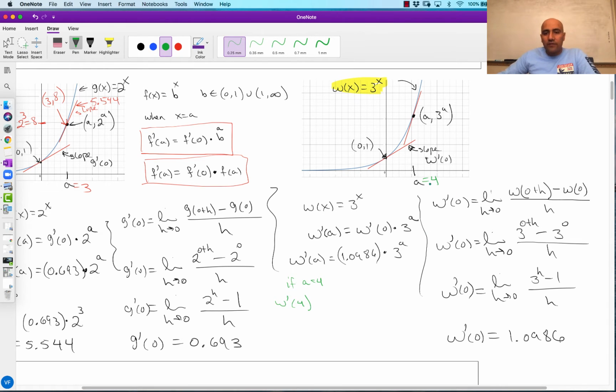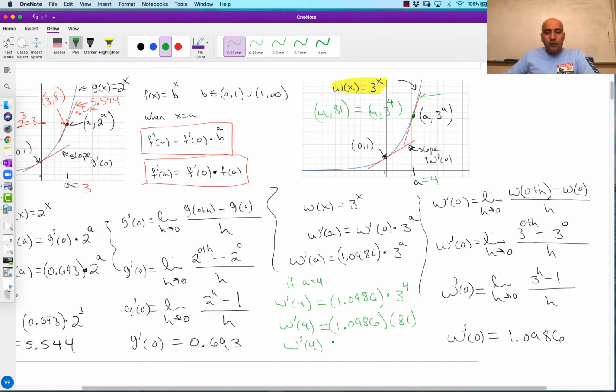Okay, so coming up to here, we're saying, what if this is a 4, which means that this is really the point 4 comma 3 to the 4th power, which means it's really equal to 4 comma 81. 3 to the 4th power is 81. And so we want to find this slope right there. So f prime of 4 is going to be equal to 1.0986 times 3 to the 4th power. The output of the function, so the height of our function, is part of the equation for figuring out the slope. We can also think of this as a percentage. This is 109% of the output value of our function. So we can multiply 1.0986 times 81, and that'll be the slope of the line tangent at the point 4 comma 81.